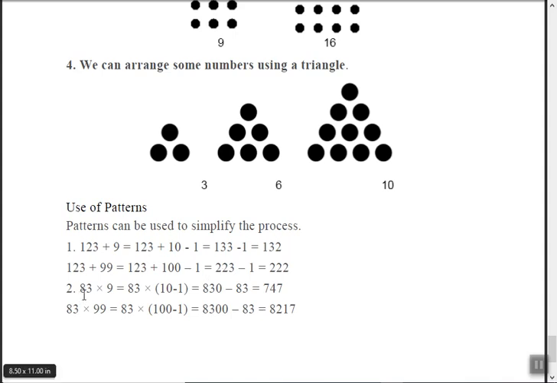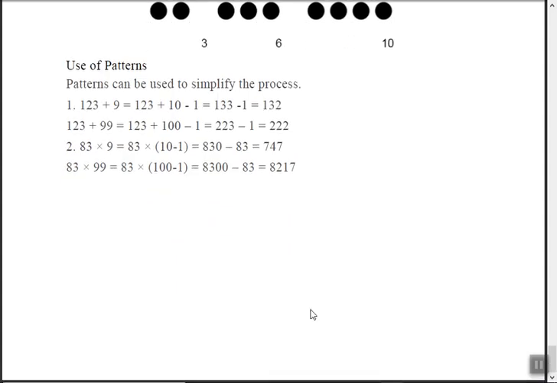Similarly this multiplication, 83 into 9. So 83 into 10 minus 1. It becomes 83 into 10, 830, minus 83, 747. Right? 83 into 99: 83 into 100 minus 83, 8217.